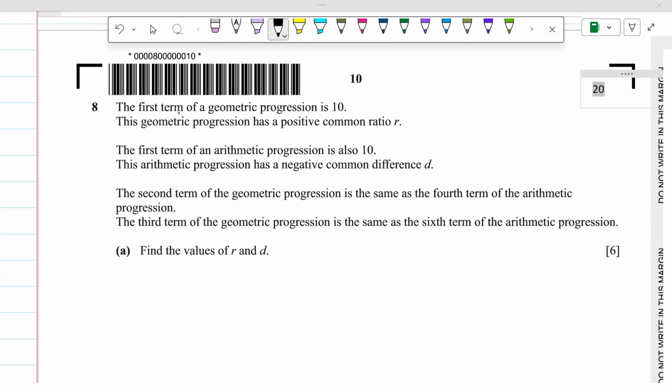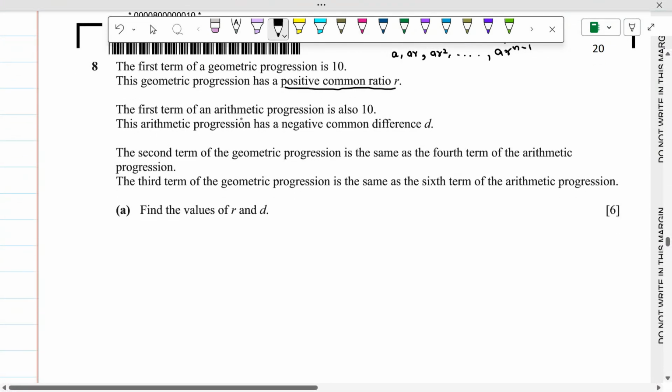Question number 8. The first term of the geometric progression is 10. This geometric progression has the positive common ratio. We know that in geometric progression, the first term is a, then ar, then ar squared, and it moves up to the nth term, which is ar to the power of n minus 1. And this nth term is gn. We will use g for the geometric progression terms.